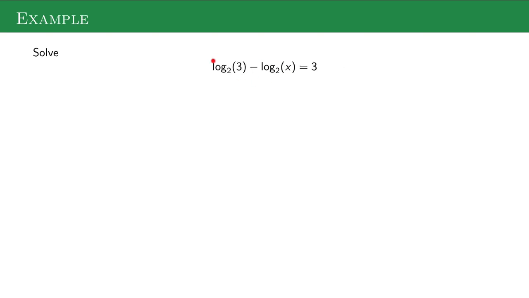Here, there are logs on one side but not the other, so we're going to solve this one slightly differently. I still need to combine my logs. There's a minus sign, so I can divide the insides. But now there's not a log on the other side, so I can't just cancel out the logs. But what I can do is switch to an exponential.